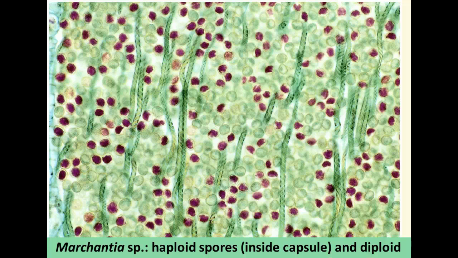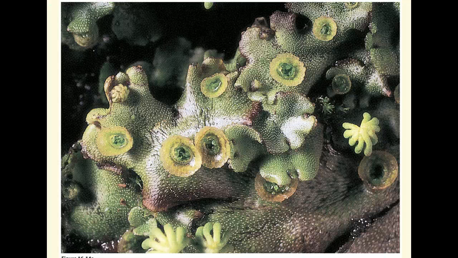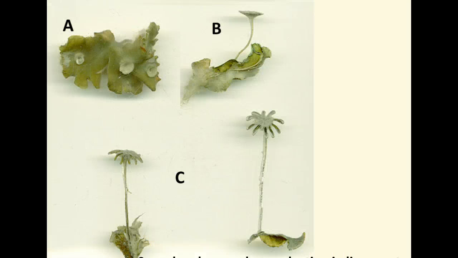So here you see the haploid spores and the diploid elaters, which actually help with the movement of those spores to the outside. And here's an up-close look at some gemmae cups. They look like little teacups. And again, here's some real examples. So A, B, and C.